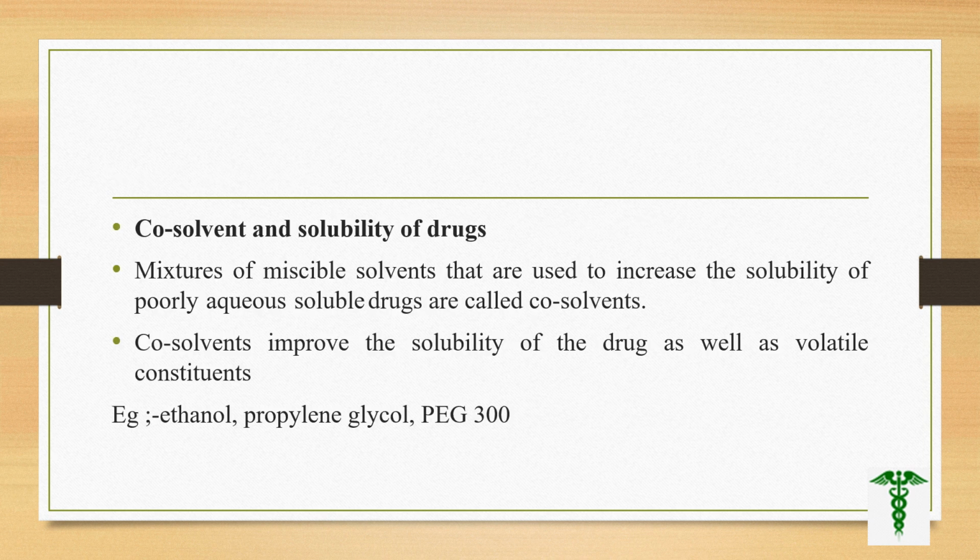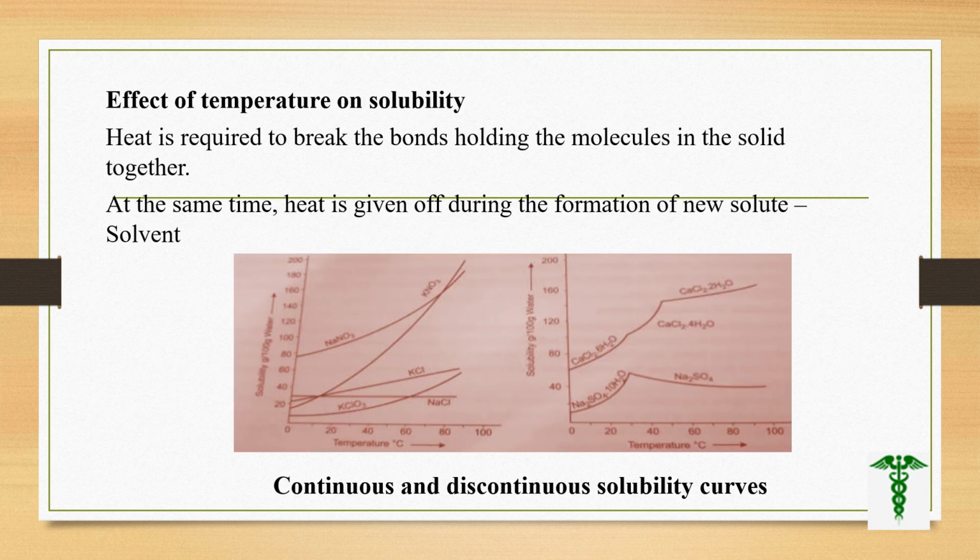Next factor is co-solvent and solubility. How does it affect? It is a mixture of a miscible solvent. If you are adding it to increase the solubility of a poorly aqueous soluble drug, such solvent we are calling a co-solvent. So actually, what is the purpose of co-solvent? Co-solvent improves the solubility of the drug as well as volatile constituent. So examples are ethanol, propylene glycol, PEG 300 like that.